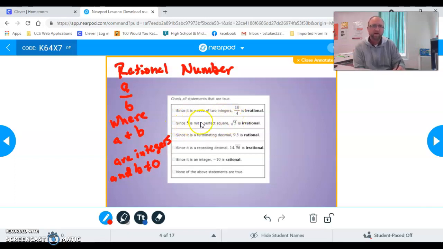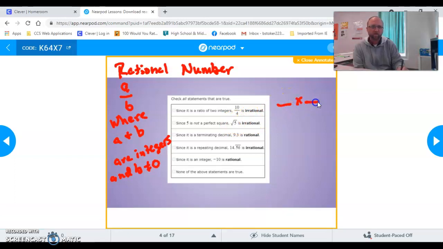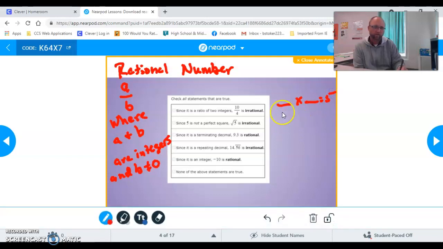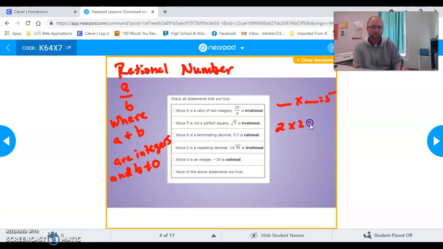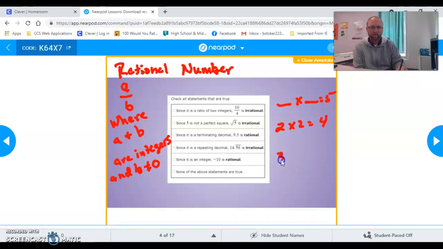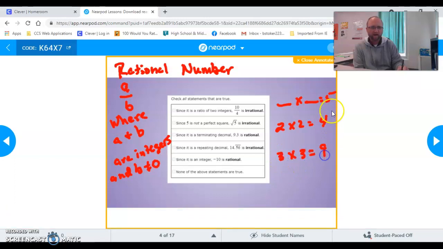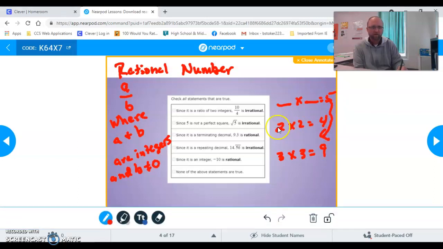Next, since 5 is not a perfect square, the square root of 5 is irrational. We've talked about irrational numbers. Remember I told you square roots of non-perfect squares and the number pi are your irrationals. The square root of 5 means what number times itself equals 5. Think about this: 2 times 2 equals 4, and 3 times 3 equals 9. 5 falls between 4 and 9, but there's no integer that falls between 2 and 3, right? So that number is irrational.